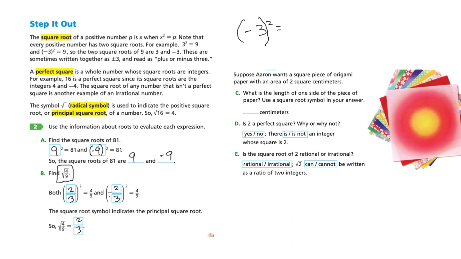So it says, suppose Aaron wants a square piece of origami paper with an area of 2 square centimeters. What is the length of one side of the piece of paper? And they say use a square root symbol in your answer. So you would just write square root of 2 centimeters as your answer. Is 2 a perfect square? No. Why or why not? There is not an integer whose square is 2. Is the square root of 2 rational or irrational? It is irrational. Square root of 2 cannot be written as the ratio of 2 integers.